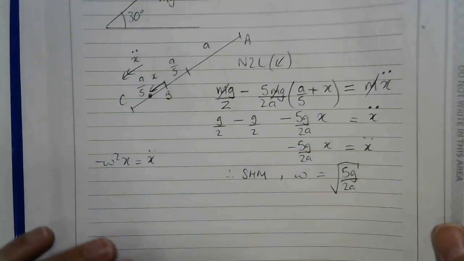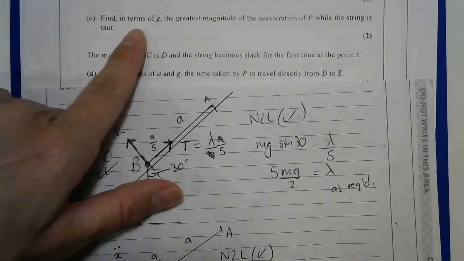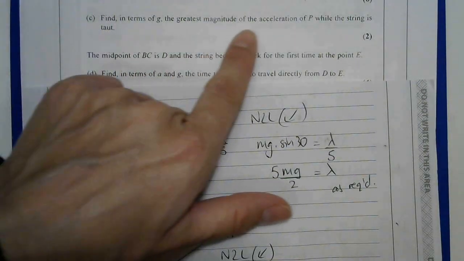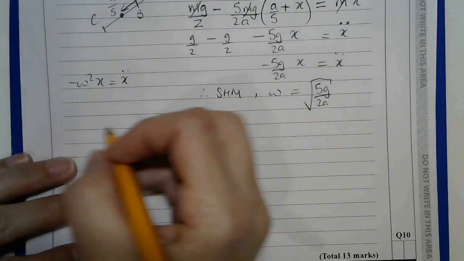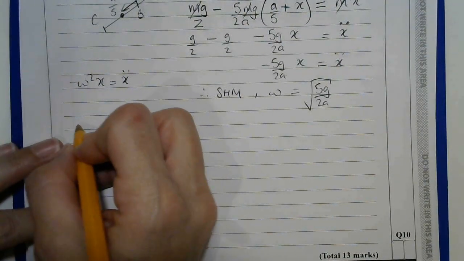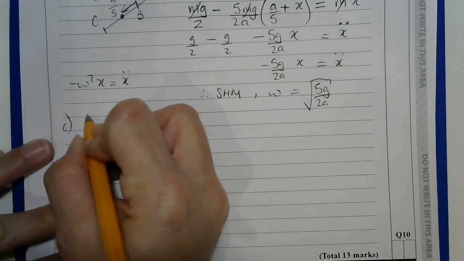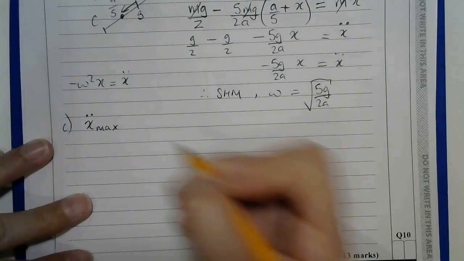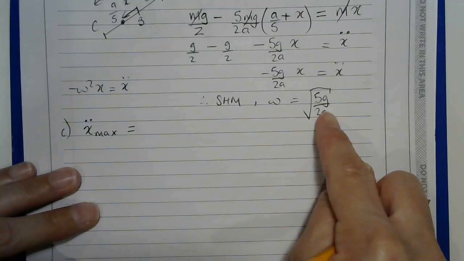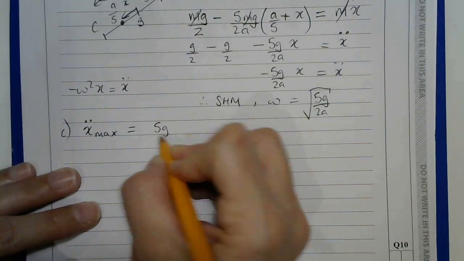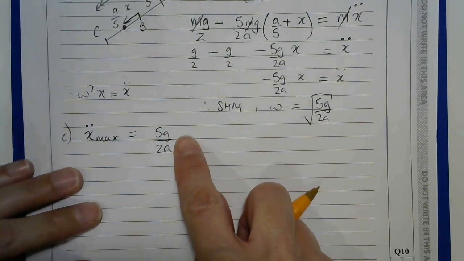Okay, so that part of the question is B, worth 6 marks. Then I'm asked to find, in terms of g, the greatest magnitude of the acceleration while the string is taut. Because I know now that we've got simple harmonic motion, x double dot max, so the maximum acceleration, will be omega squared, 5g over 2a, so without the square root, multiplied by the maximum that x can be.